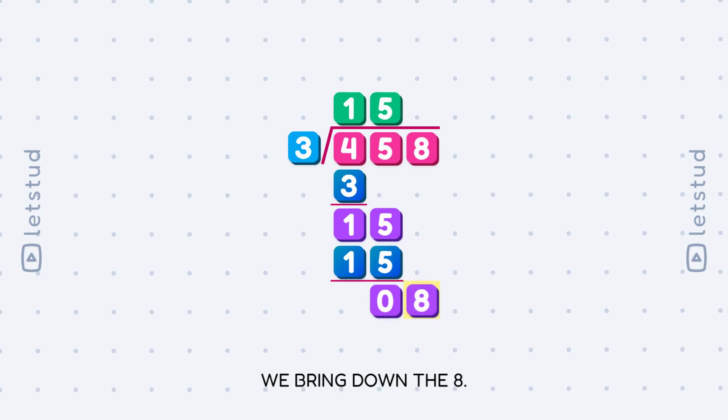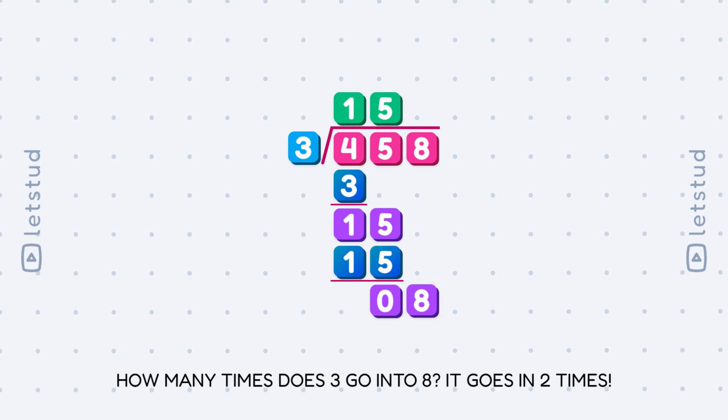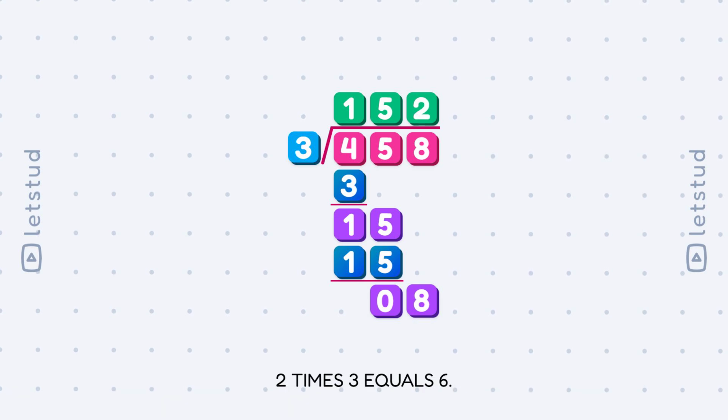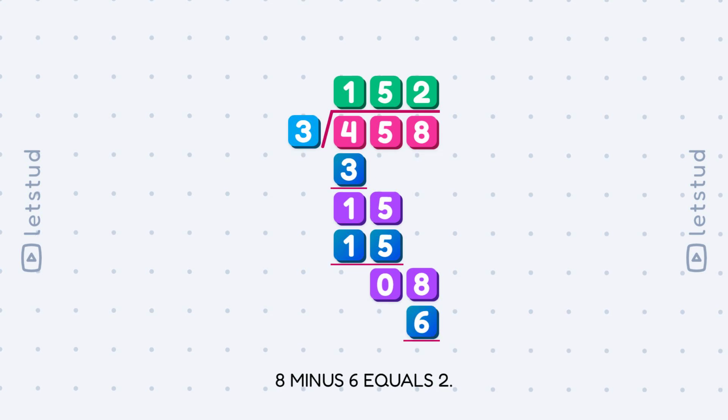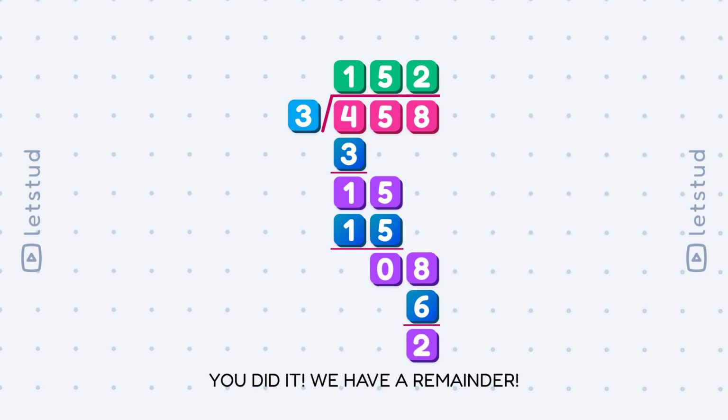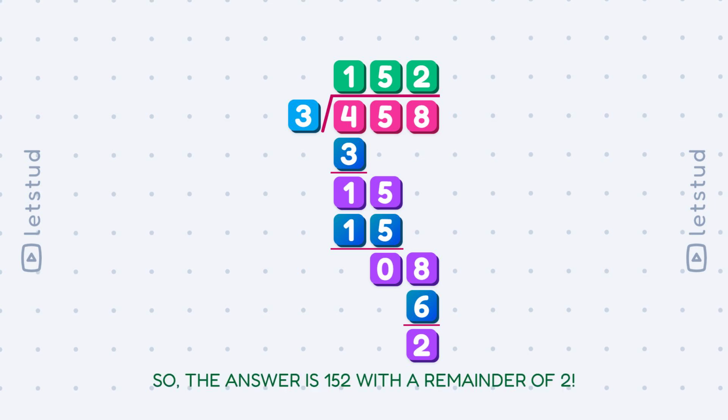We bring down the 8. How many times does 3 go into 8? It goes in 2 times. 2 times 3 equals 6. 8 minus 6 equals 2. You did it, we have a remainder. We're all done. So the answer is 152, with a remainder of 2.